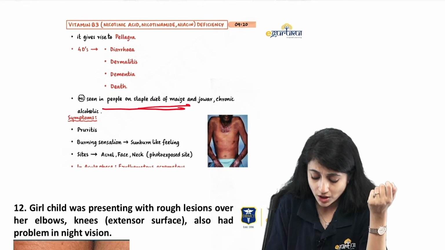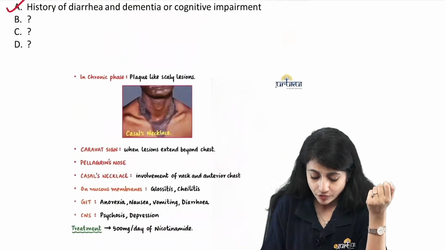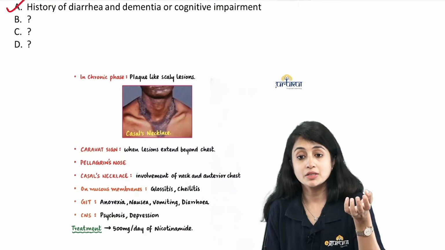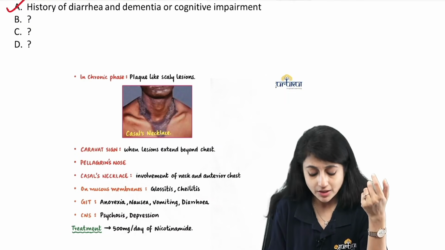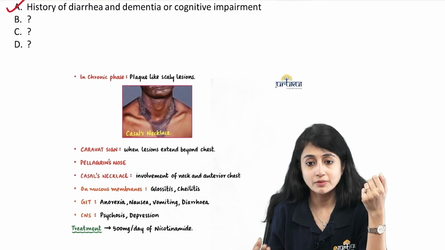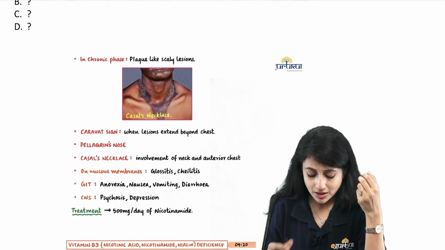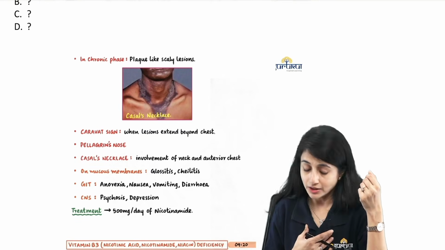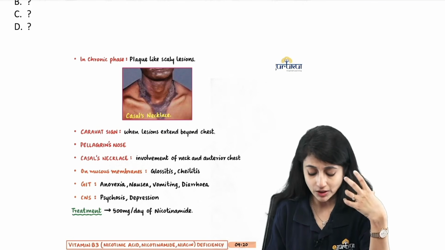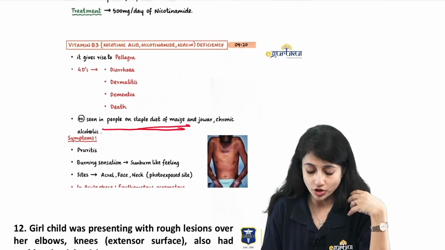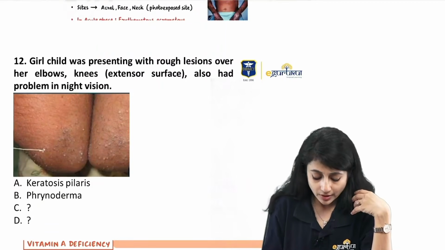And what do you see? You see this appearance, which is called Castle's neck appearance, in chronic cases. There were other signs associated with it like Caraway sign and Pellegrin's nose. But Castle's neck is involvement of the neck and anterior chest with chronic erythematous plaque, seen in cases of niacin deficiency or pellagra.